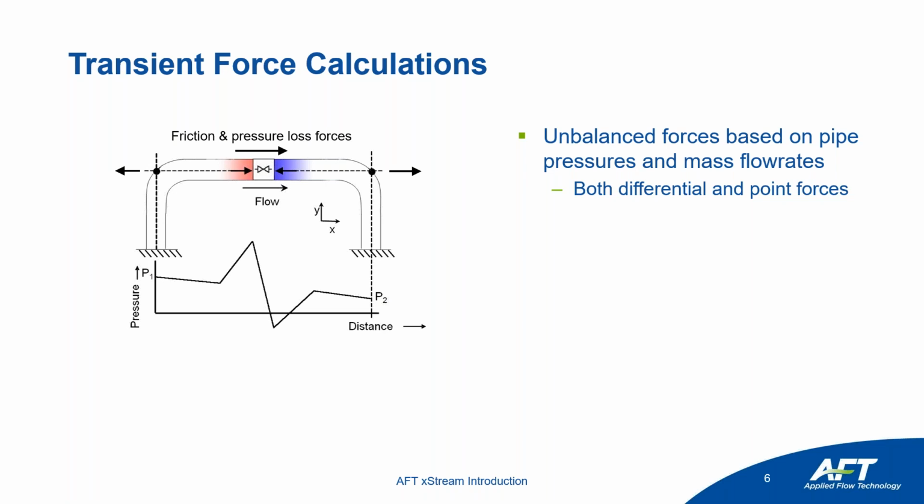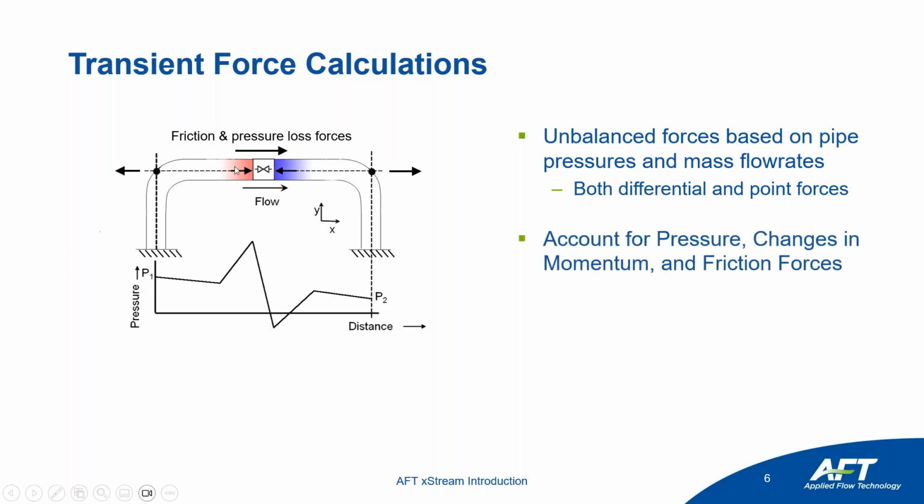Again, this is more common in transient flow because you have those pressure waves and those changes in flow that are transmitting through the system. So depending on how those pressures and mass flow rates change, you're going to get different forces acting on your components. So it's important to account for pressure, changes in momentum, and frictional forces.